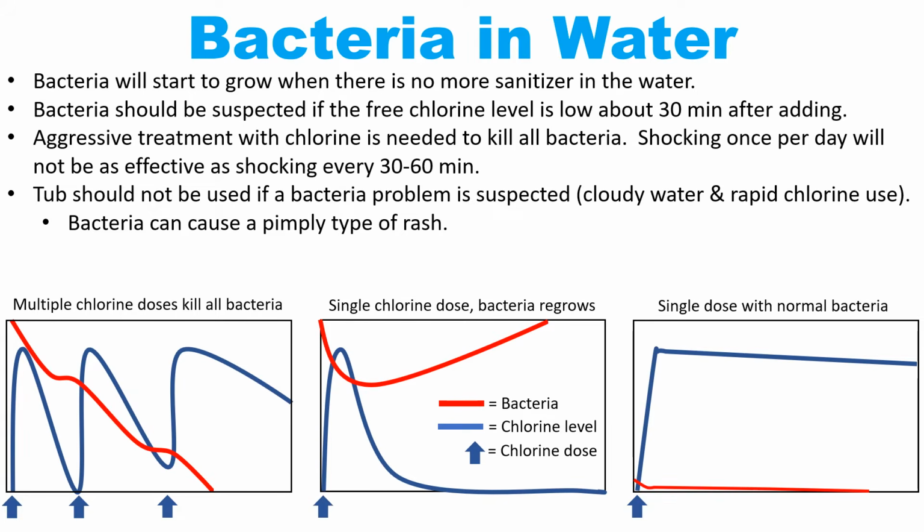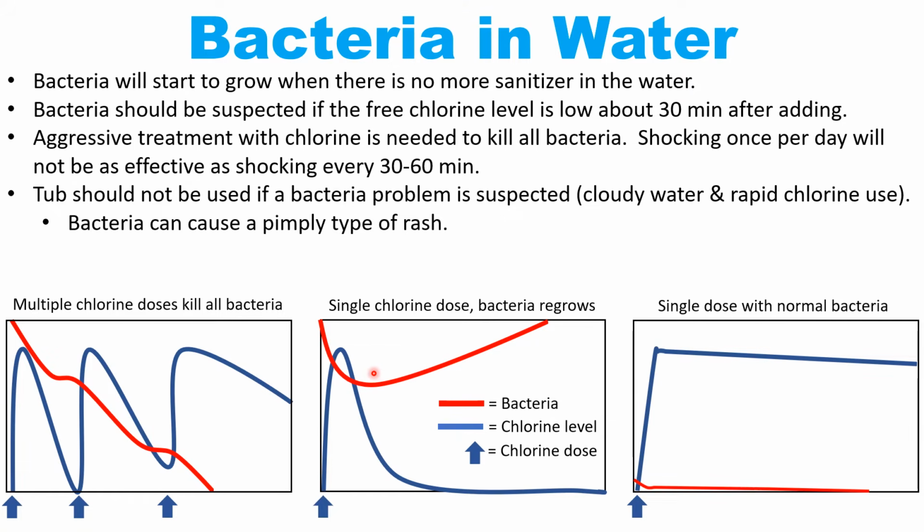These graphs represent the bacteria and chlorine levels using different shock methods. The lines in blue represent the chlorine, the lines in red represent bacteria levels, and the blue arrows represent each chlorine shock dose. The first graph shows high bacteria levels and several chlorine doses. The chlorine level in blue drops down very quickly, while the bacteria level in red drops down slightly with each chlorine dose.